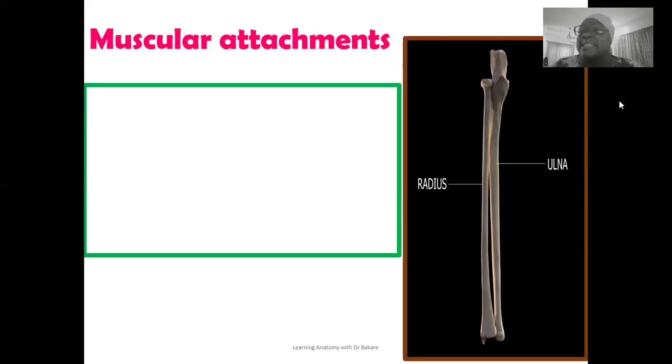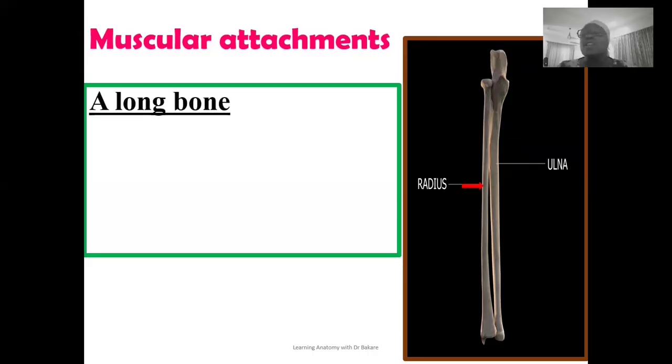Before highlighting the different muscular attachments of the radius, it is important for us to establish the different sub-regions of the radius. And it is upon this establishment that we will be highlighting the different muscles that are related to it. So using this image by the side, this is where we have the radius arrowed in red. We know that the radius is located laterally within the forearm region, while the ulna is seen to be positioned medially.